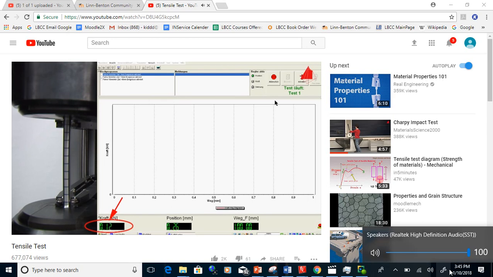The material behavior can best be observed in a force elongation diagram. The force F is being plotted upwards on the vertical axis, the elongation delta L towards the right on the horizontal axis.